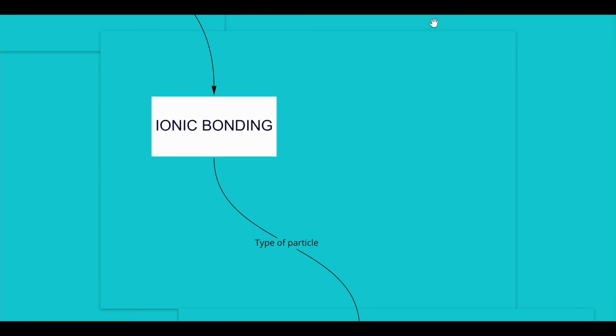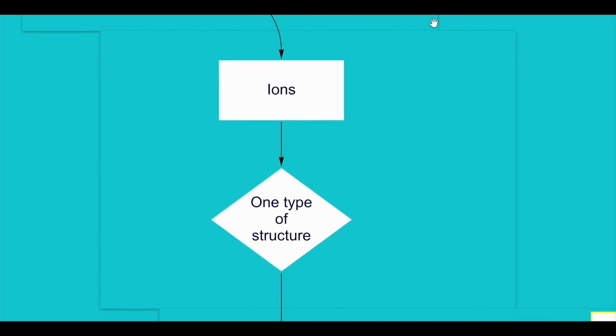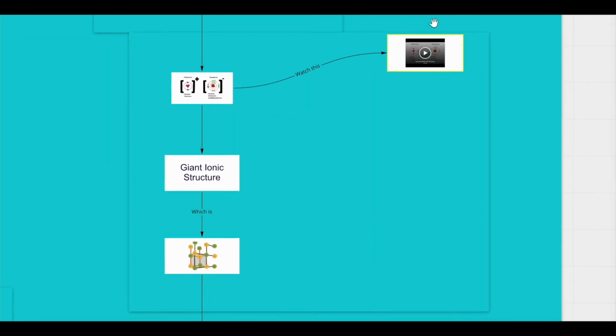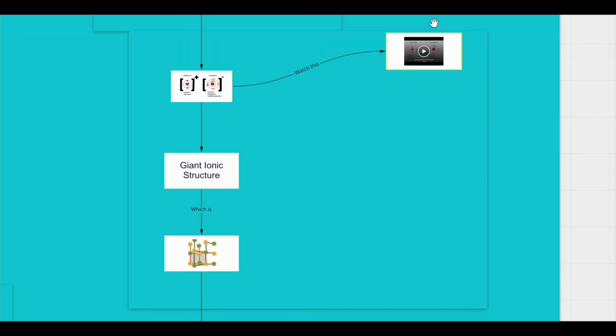Now, the other one, which is relatively straightforward, is ionic bonding. Ionic bonding is where you have a metal bonded with a non-metal. And in that case, you are going to have ions. Again, there's only one type of structure, and that is going to be a giant ionic structure. And there's more information about giant ionic structures in the video there that you can play if you wish to. But you effectively have an ionic bond is electrostatic attraction between oppositely charged ions.